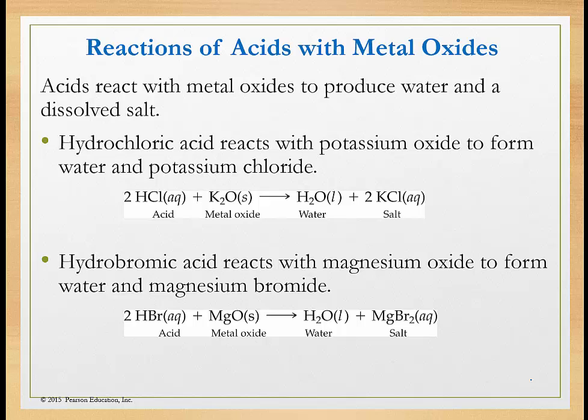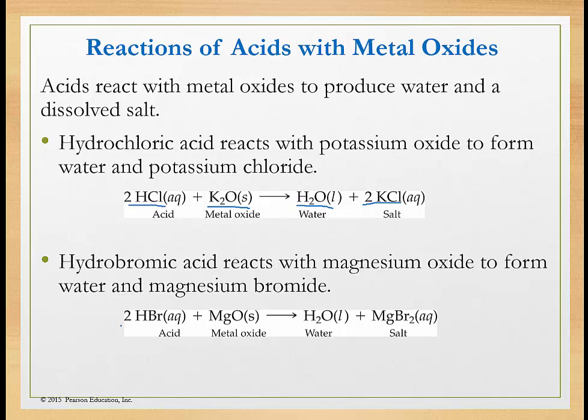Acids react with metal oxides. So now we're not talking pure metal, we're talking about an oxidized metal. So we know that iron oxidizes very readily to form what we call rust. So we're talking about that sort of thing, something that's been oxidized. An acid can react with that as well, and it will produce water and a dissolved salt. So for example, in the first case shown here, we react hydrochloric acid, HCl, with potassium oxide, and this will form water and potassium chloride in solution.